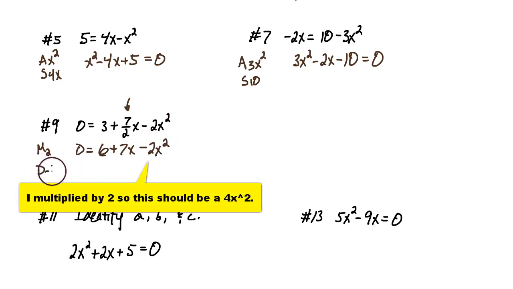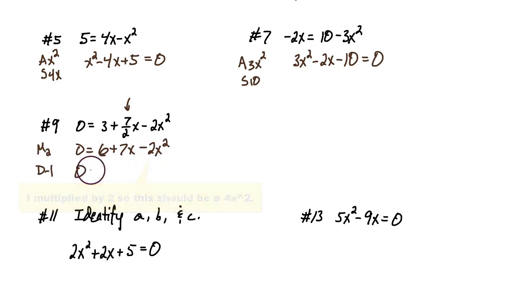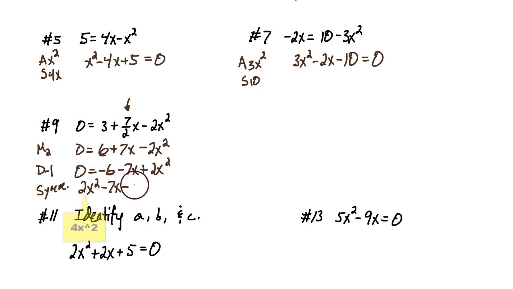Then divide everything by -1 to fix the sign in front of the x squared term. And finally, we'll use the symmetric property to exchange the sides. And here is standard form.